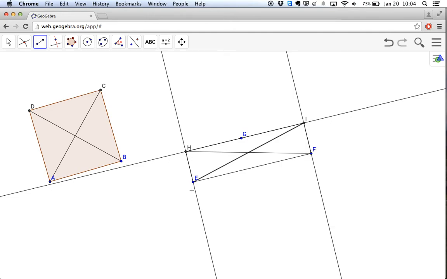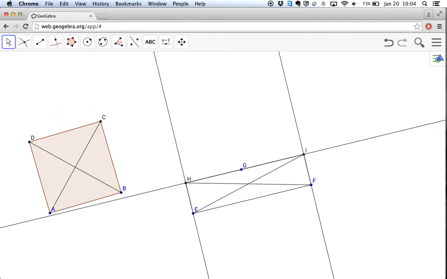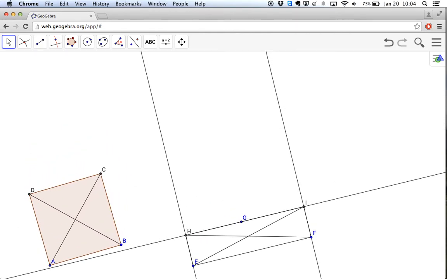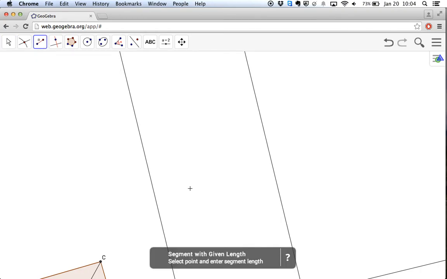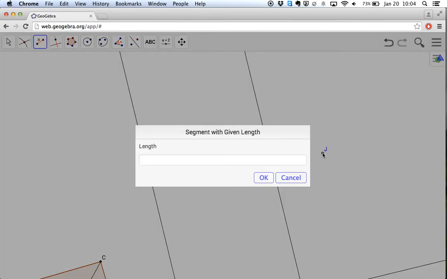To create a rhombus, the easiest thing to do is to start by plotting a segment of given length. So we'll do that, segment with given length, and we'll just say it's here, and we'll say that its length is 3. Okay, so there's that.